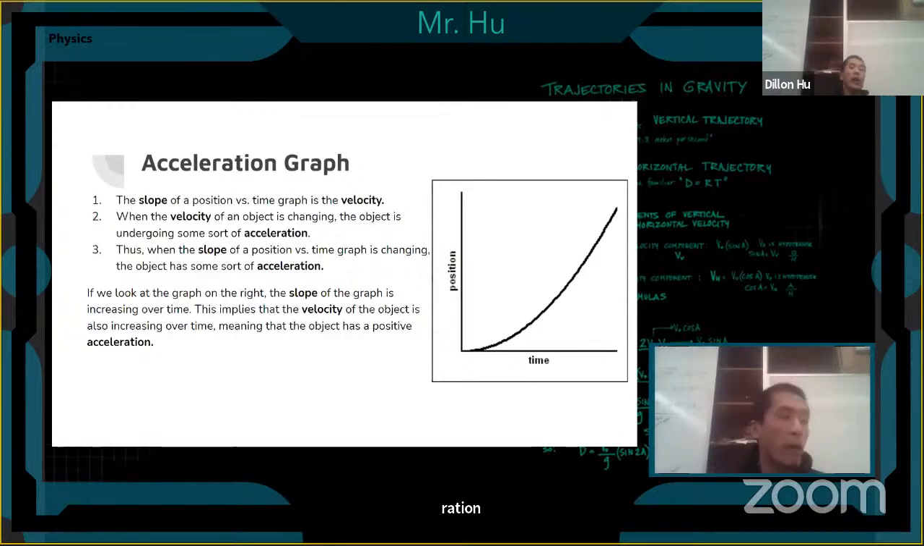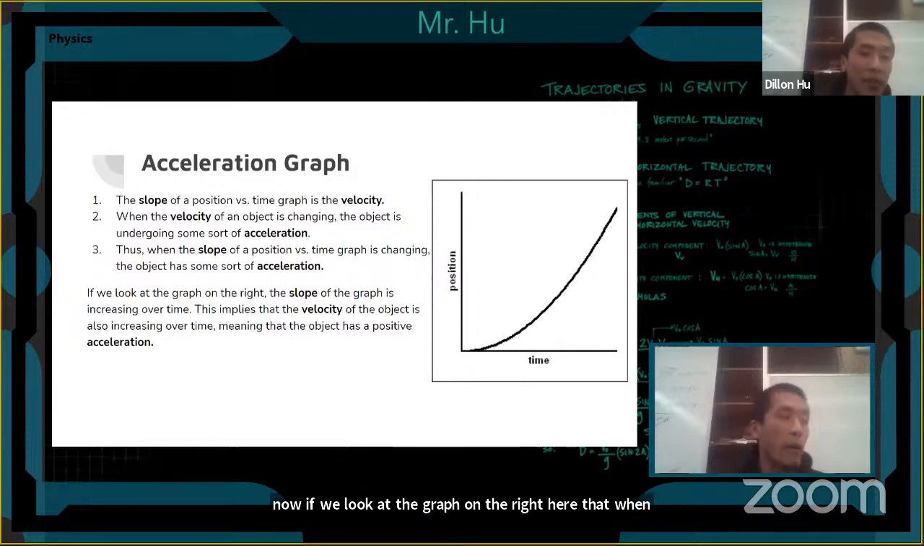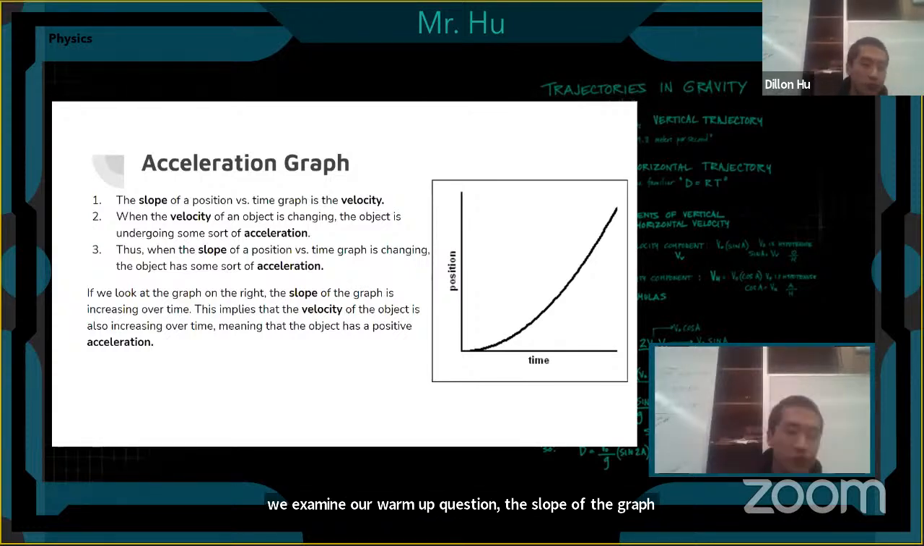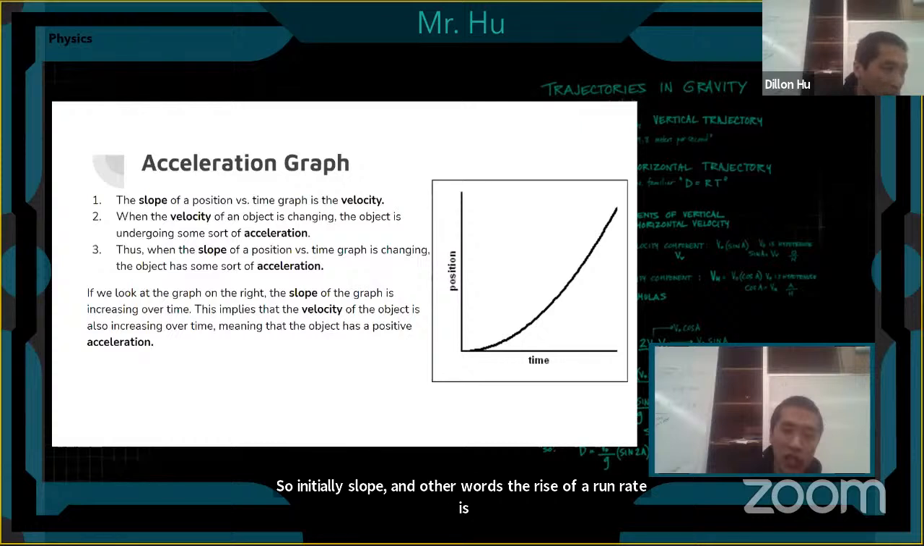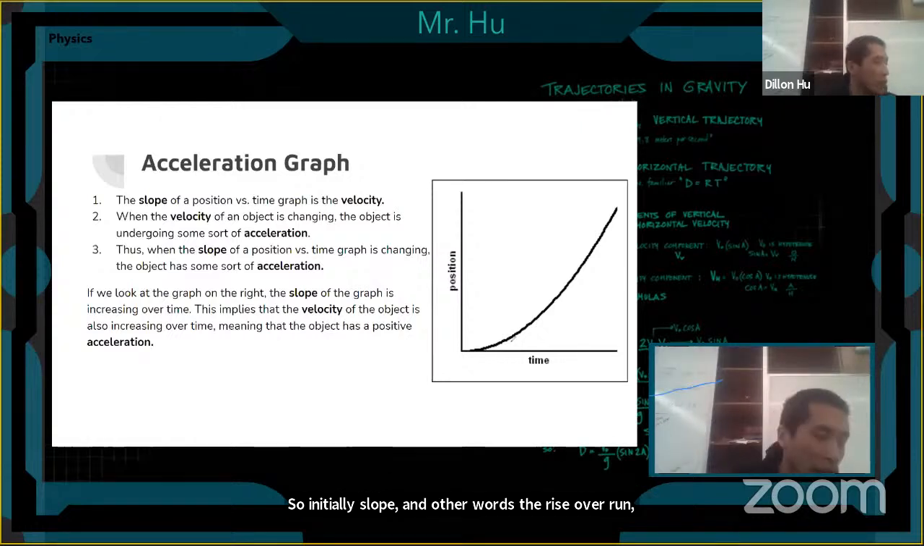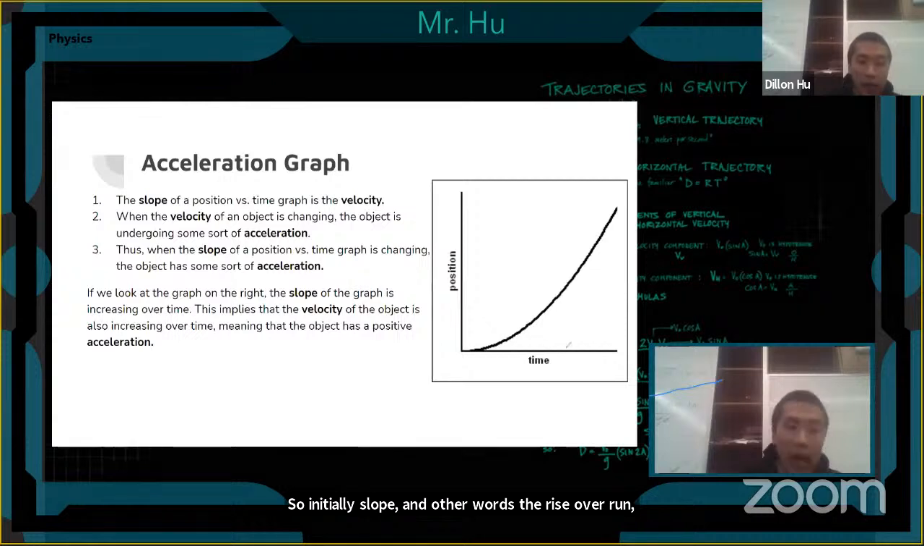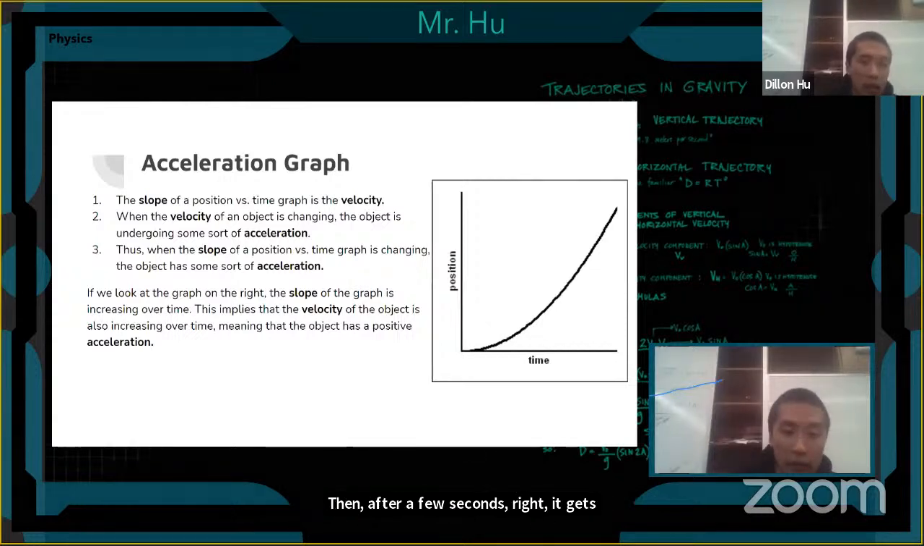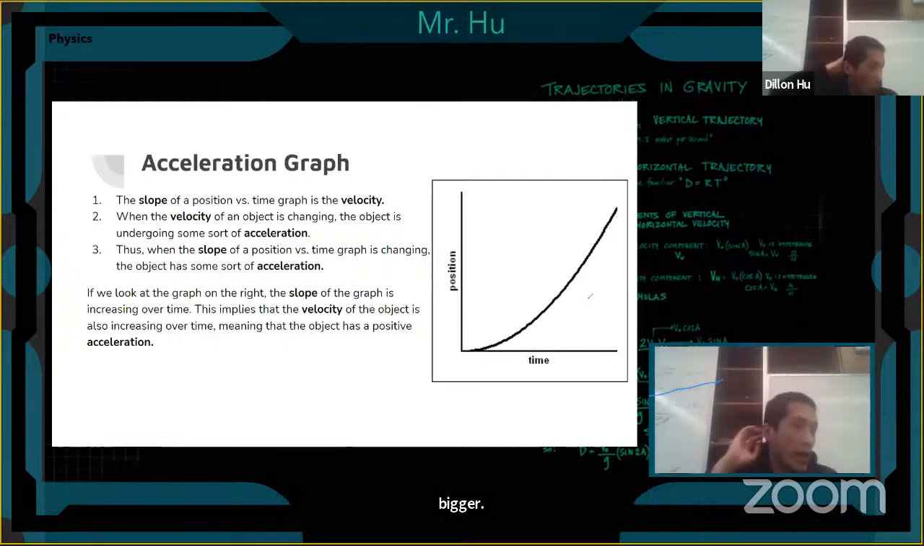Now, if we look at the graph on the right here, the one we examined in our warm-up question, the slope of the graph is changing over time. So initially, the slope, in other words, the rise over run, is pretty small. The graph is not changing very much. Then after a few seconds, the slope gets bigger. And then a few seconds after that, the slope gets bigger. And then eventually at the end, the slope is pretty steep. So the slope is actually increasing over time.